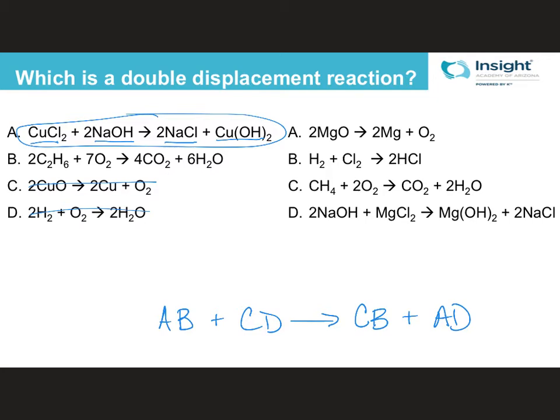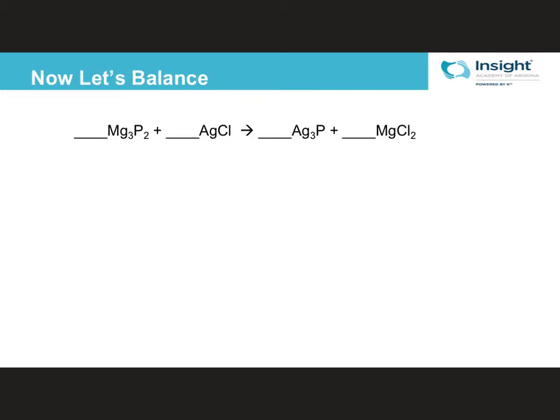What is B? Again, you've got a hydrocarbon reacting with oxygen, making carbon dioxide and water. That's another combustion reaction. So, pause the video if you need some more time, but try the second set. Which one is the double displacement reaction? Hopefully you said D, because otherwise you have a decomposition, a synthesis, and then a combustion reaction, leaving D being the only one that would be a double displacement.